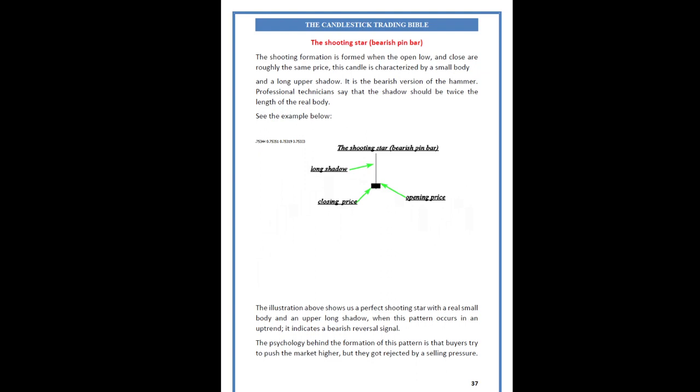So next off is the shooting star, which is a bearish pin bar, and it's basically the opposite of the hammer. Where the hammer occurs in a downtrend, this will occur in an uptrend, and basically the opposite concept of the hammer is what's going to occur here: sellers came in and they caused a lot of pressure and they forced the market into reversal.